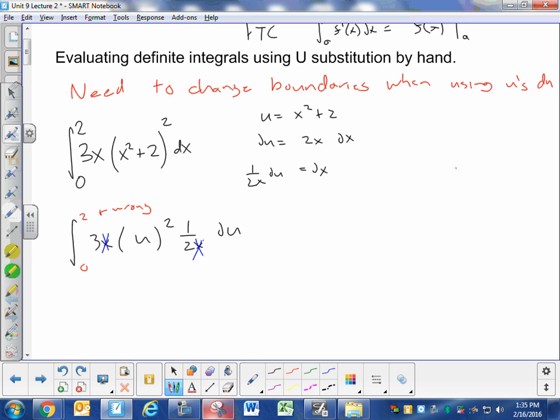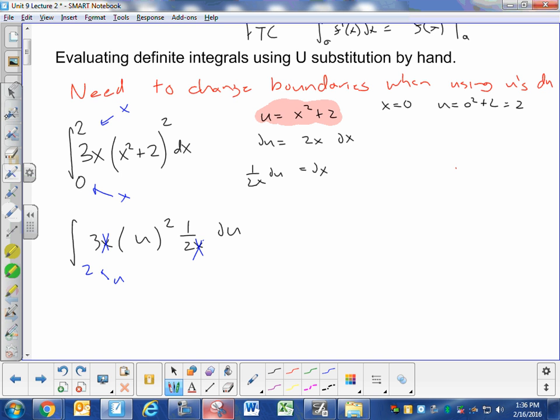Now, what are we going to put instead of 0 and 2? Well, 0 and 2 are x values. That's an x. That's an x. What u's would replace those x values? Well, it all depends on what you set u equal to. I set u equal to x squared plus 2. So if I have an x that is 0, u would be 0 squared plus 2, or 2. All of a sudden, what was 0 turns into a 2 as a u.